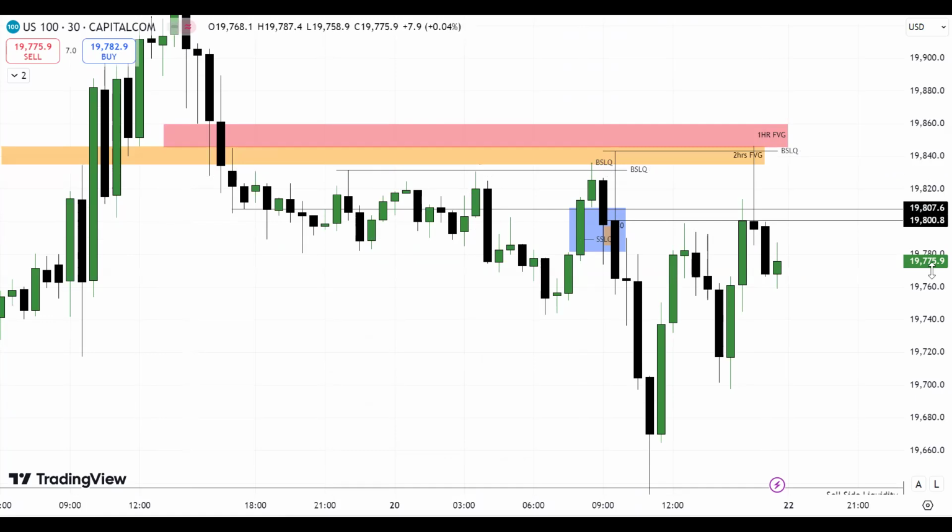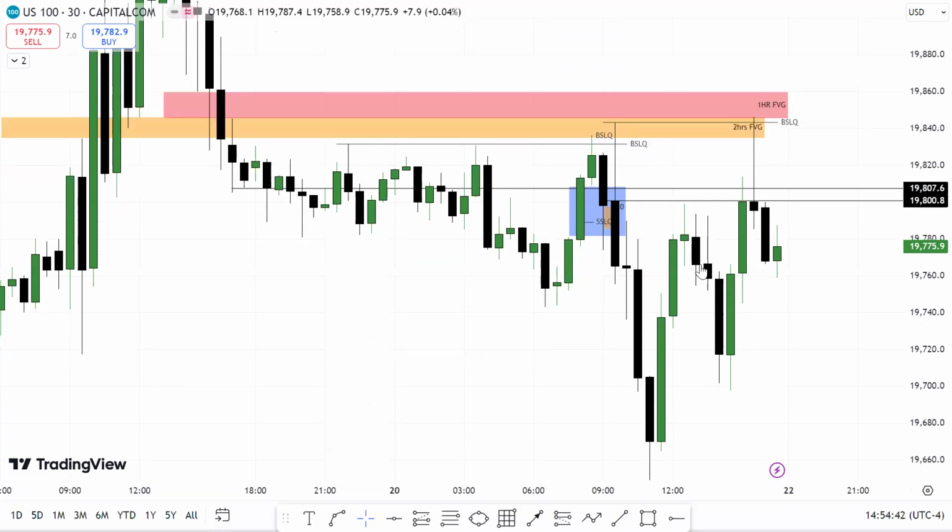So if you really know about support and resistance, good luck. Do you know about support and resistance? Let me see. Yes, I do.